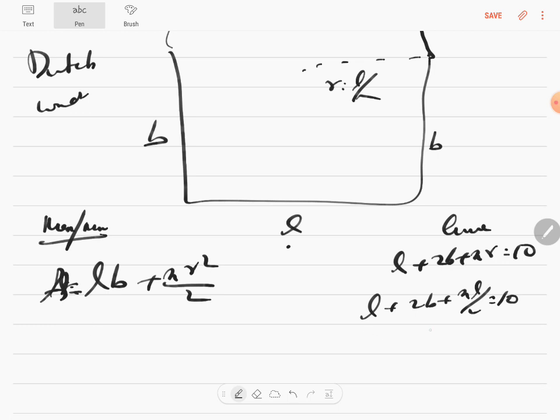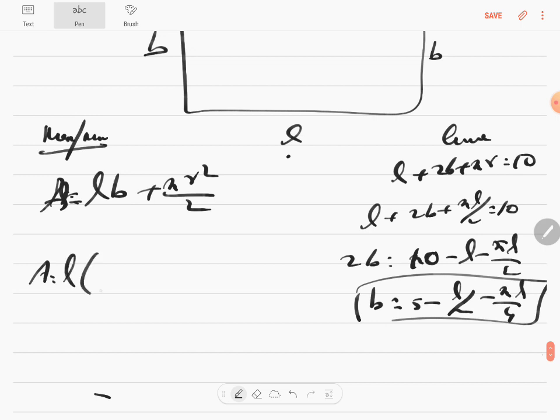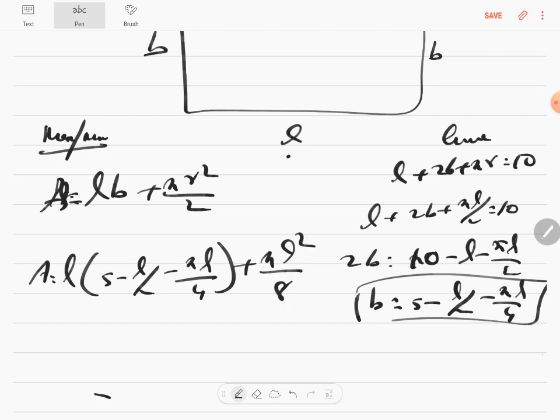What is b from this? 2b is equal to 10 minus L minus pi L by 2. So b is equal to 5 minus L by 2 minus pi L by 4. That has to be substituted in the place of b: L into 5 minus L by 2 minus pi L by 4 plus pi r square, where r is L by 2, which gives L square by 8. Because of the 2 it will become 8, because there is a 2 here.